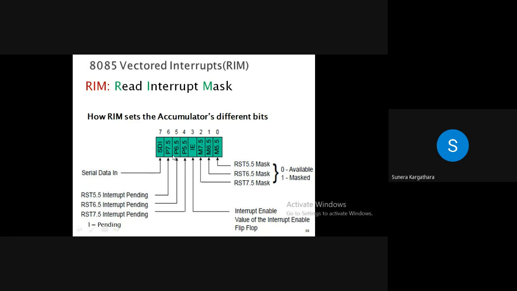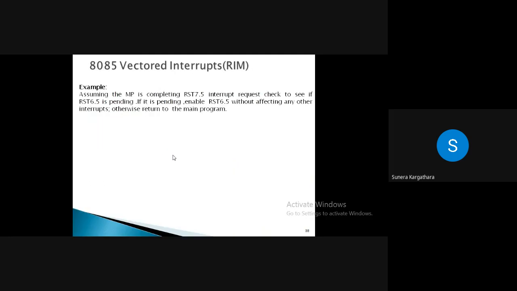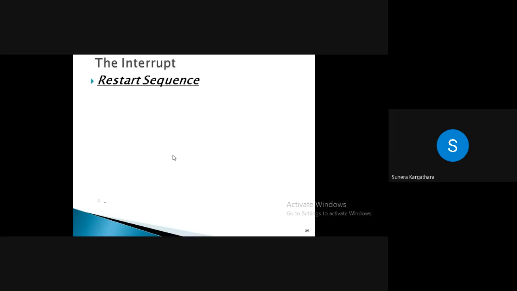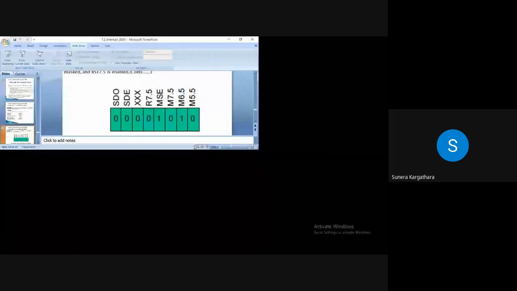Masking and availability are shown here, and served and pending here. Okay. Any doubt here in this RIM instruction, students? Yes or no? Okay. I hope this thing is clear. Again, a few examples are available in your slide, just look into this. Programs like these are never asked in interrupts, but for your reference, it is available in the PPT.